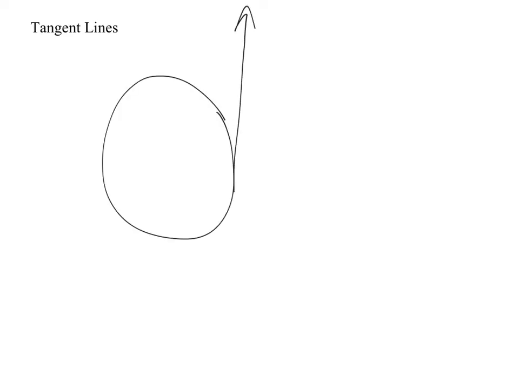It touches the circle at exactly one point, making it perpendicular to the radius. So here, if I have a circle, this is a tangent line. Here's the radius, right? There's the perpendicular part, Leslie, that you were thinking about. Okay? So a tangent line is always perpendicular to the radius. But a tangent line touches a circle once.